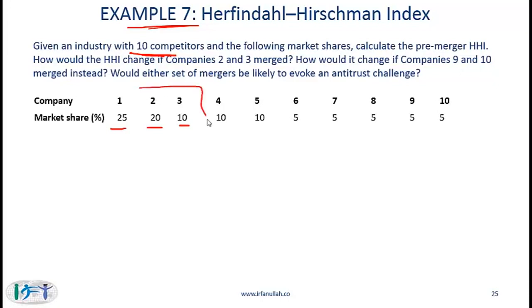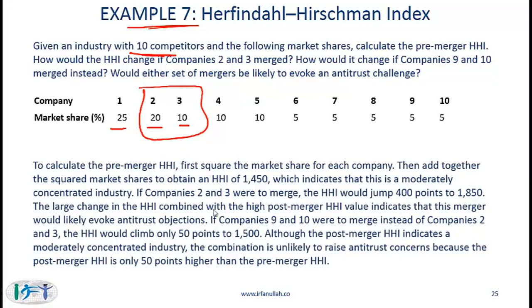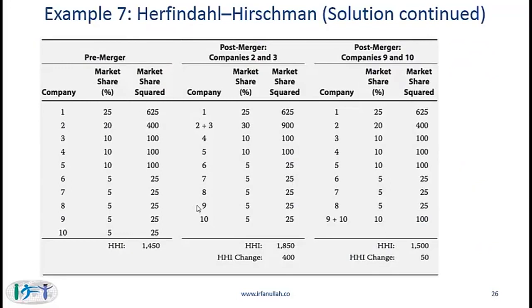Then let's say that 2 and 3 merge. Then what will happen? Will HHI go up or down? If 2 and 3 merge, you have a more concentrated industry and HHI will go up. So you can pause the video and actually do the calculation. And here is what you should get. In the pre-merger scenario, this is the HHI. In the post-merger, this is HHI. So the change is 400.